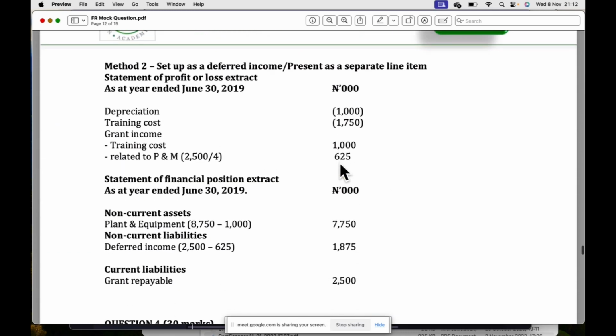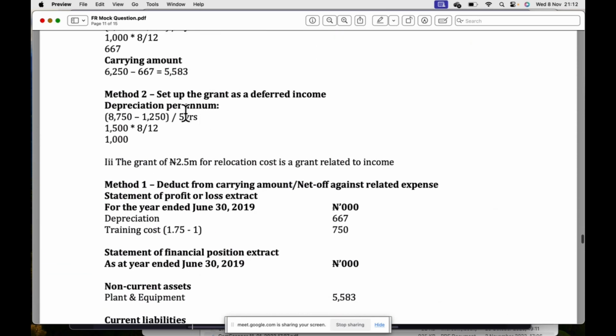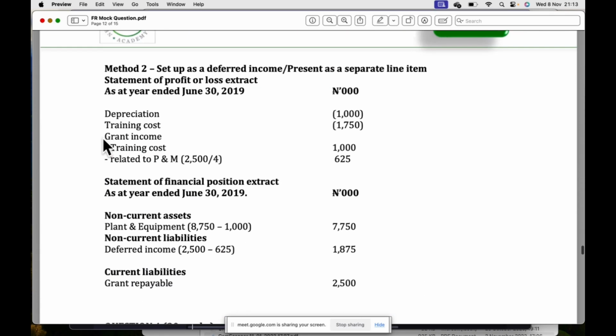Now, for method two, for grant related to assets, the second method is to set it up as deferred income. For grant related to income, the second method is to present it as a separate line item. So let me present my statements. So for method two, I got my depreciation as 1 million. Let me show you. Method two, yeah. This is for depreciation in method two. I got it at 1 million.